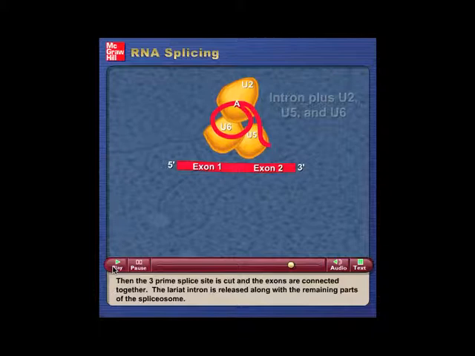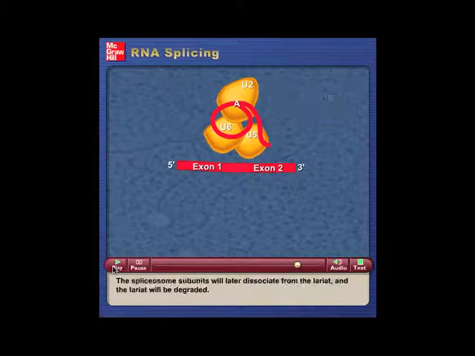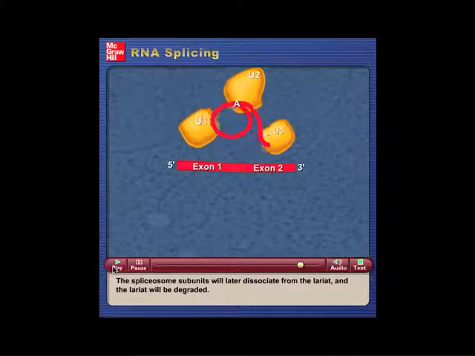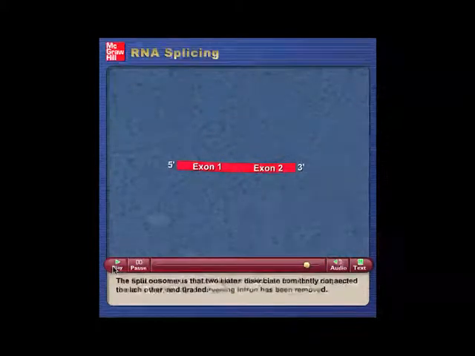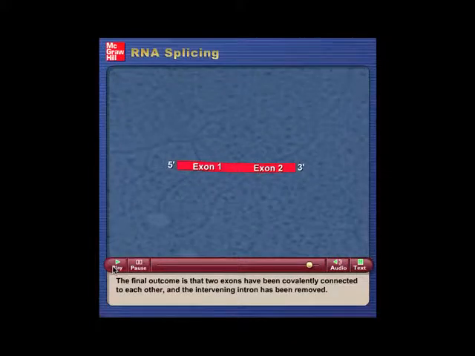The lariat intron is released along with the remaining parts of the spliceosome. The spliceosome subunits will later dissociate from the lariat, and the lariat will be degraded. The final outcome is that two exons have been covalently connected to each other, and the intervening intron has been removed. Again, this is more detailed than you need, but hopefully some motion helps you understand the process.